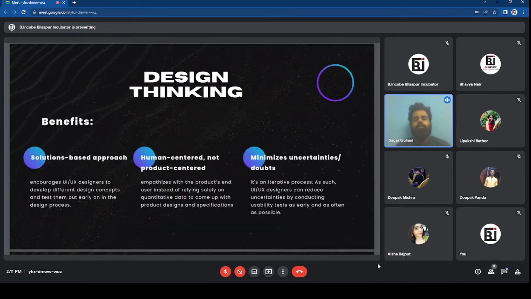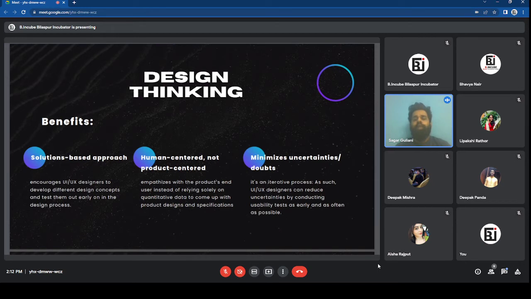Yeah. So here are some design benefits, that is, why should we apply it? What are the benefits out of this? Right. So design thinking is a solution-based approach first of all. The design thinking approach encourages the UX UI designers to develop different design concepts and test them out early in the design process. Right. So design thinking is, you can say, human centered, not product centered.